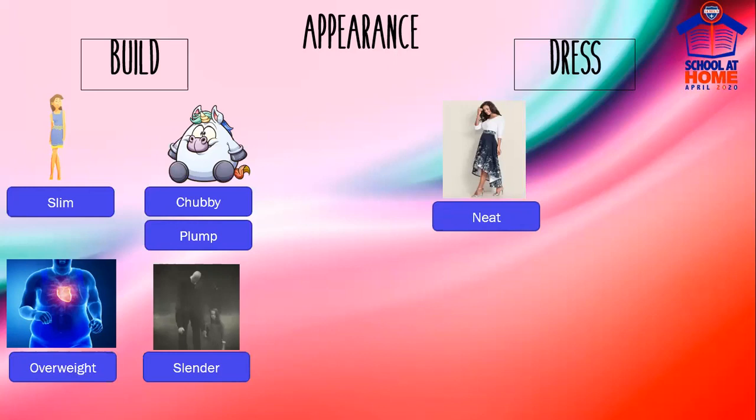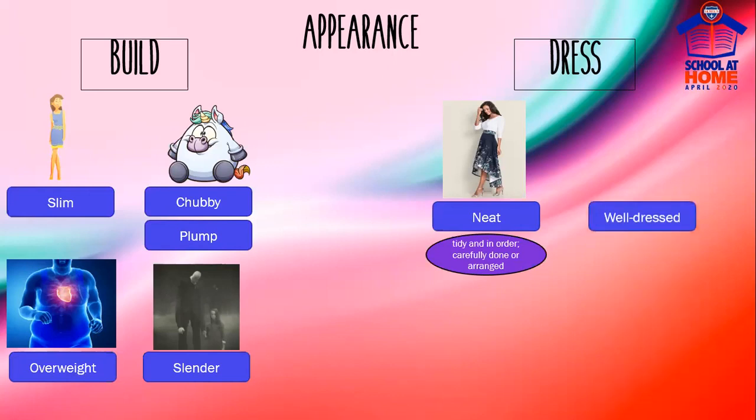So, neat, it's when you are dressed tidy and in order, carefully done and arranged, okay? It means that your clothes are okay. They are not messy or something like that. They are good and they are ironed and you look pretty neat, okay? There is another term, well-dressed, okay?